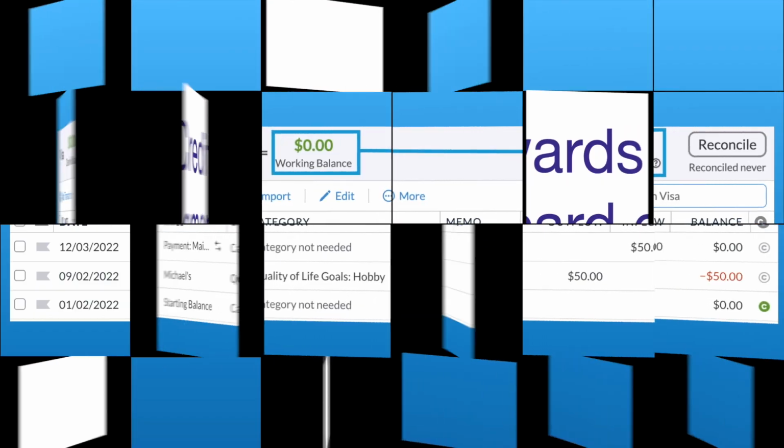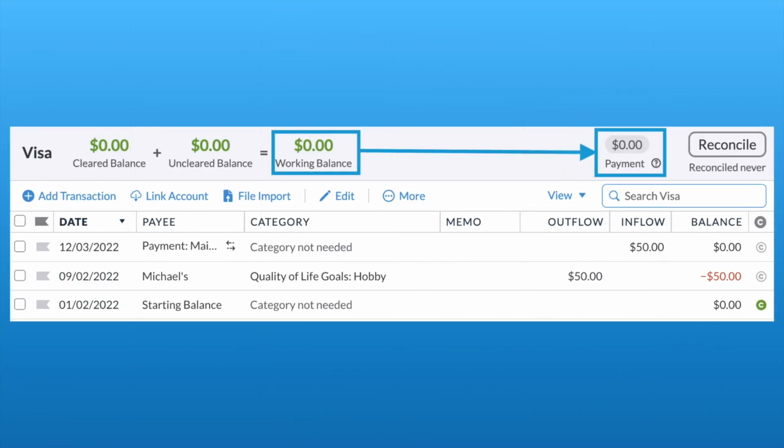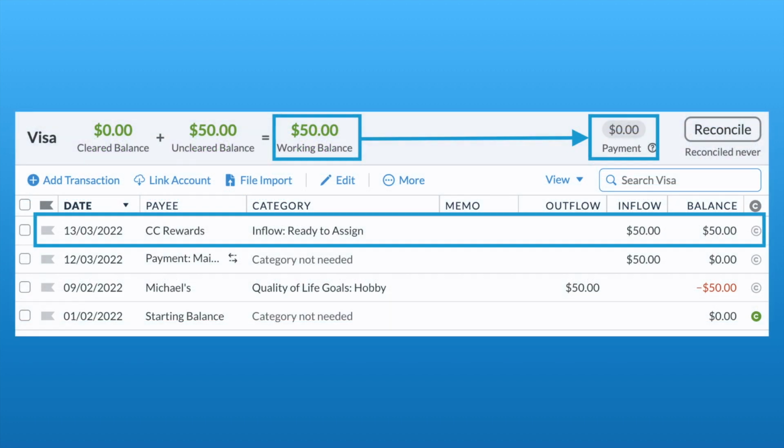The other thing that can happen with credit card rewards is it can result in your statement going positive. And so it's really key to be checking to see whether or not your payment went into the positive. So we'll look here, we've paid off our credit card completely, and then we have a credit card reward come in. Again, we're going to assign it to the inflow, and it's $50. So now it has a $50 working balance. But this isn't money that we had before. So we enter that credit card reward as an inflow ready to assign $50, and now we have $50 positive.